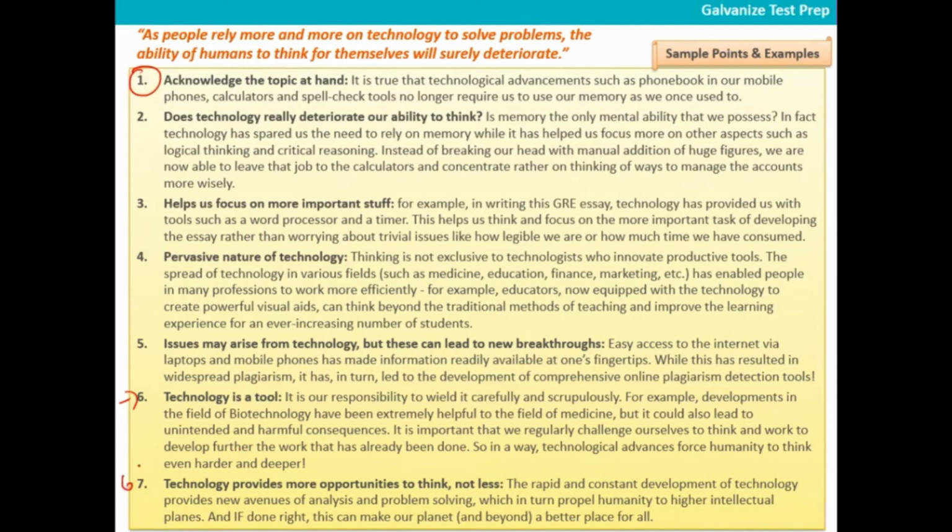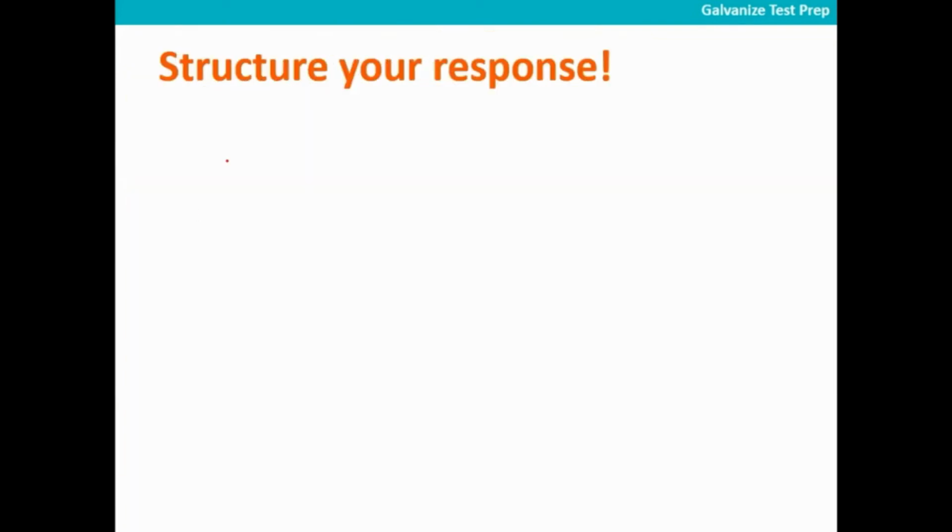So when you've come up with all your points, when you've jotted them down, take a few moments to number them in a way that you think is appropriate for you to build your essay. And once you've numbered them, once you've got all your ideas in one place, you have to structure your response. This is the most important part to organizing your ideas. So when I say structure your response, think of it like a mental table of contents.